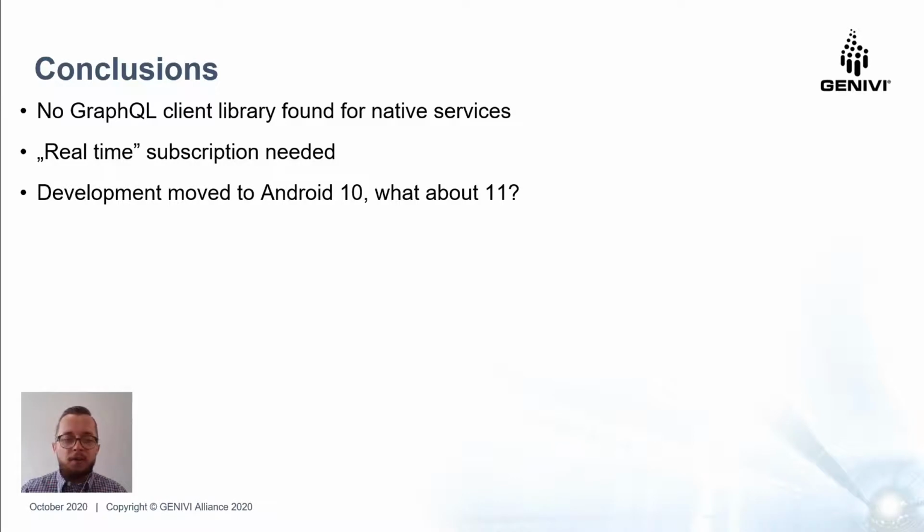Another thing is the real-time subscription query. Without this, we need to poll the data from the server continuously to measure the trend of the property value. So it generates a lot of traffic around the socket.